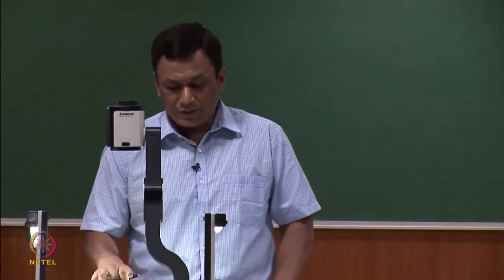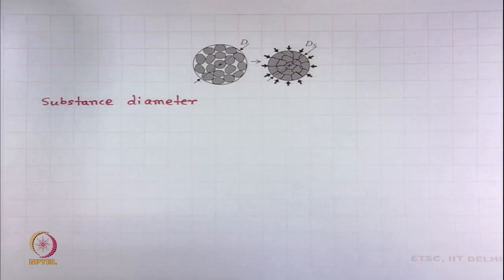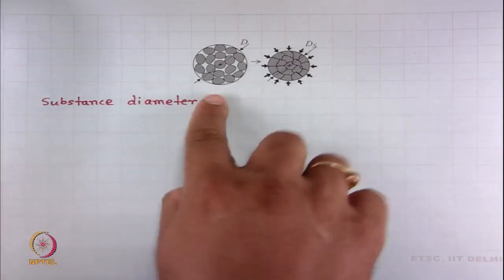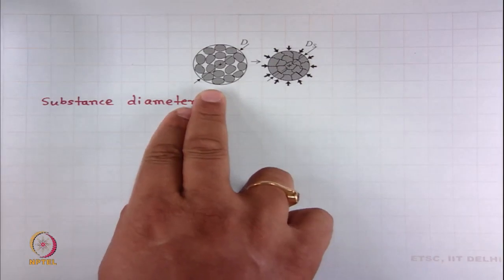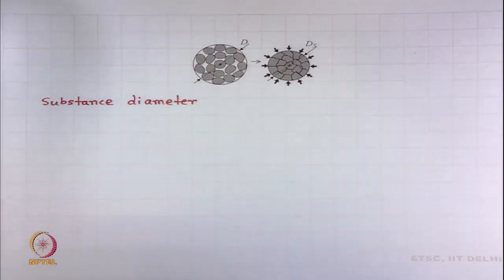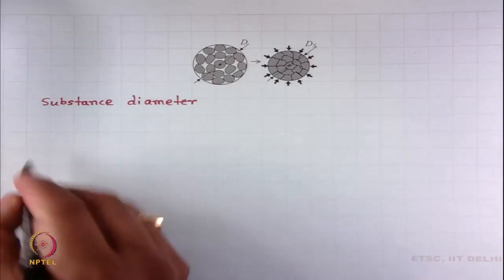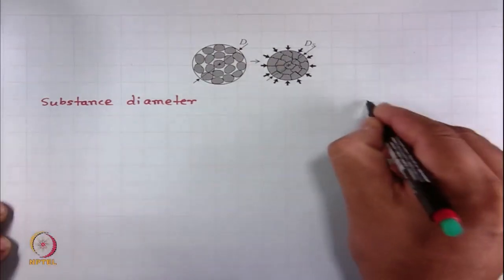You see here two images. One, a typical cross section of yarn whose diameter is capital D. So, capital D is yarn diameter.